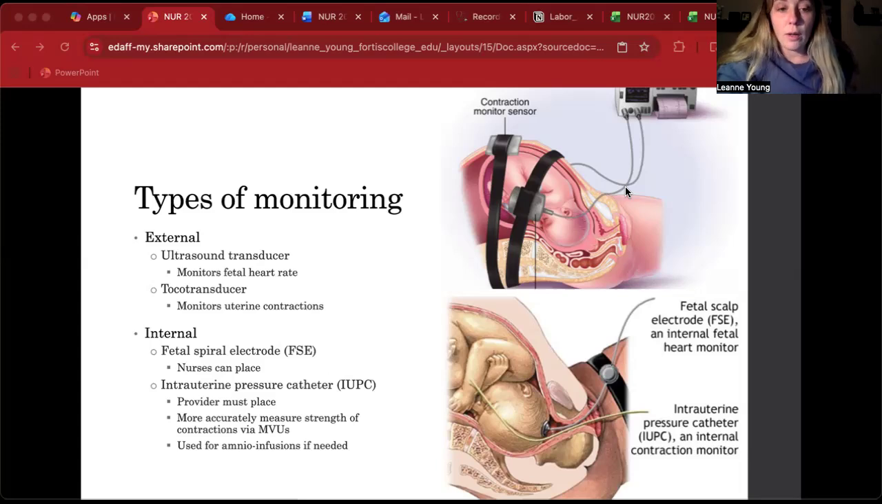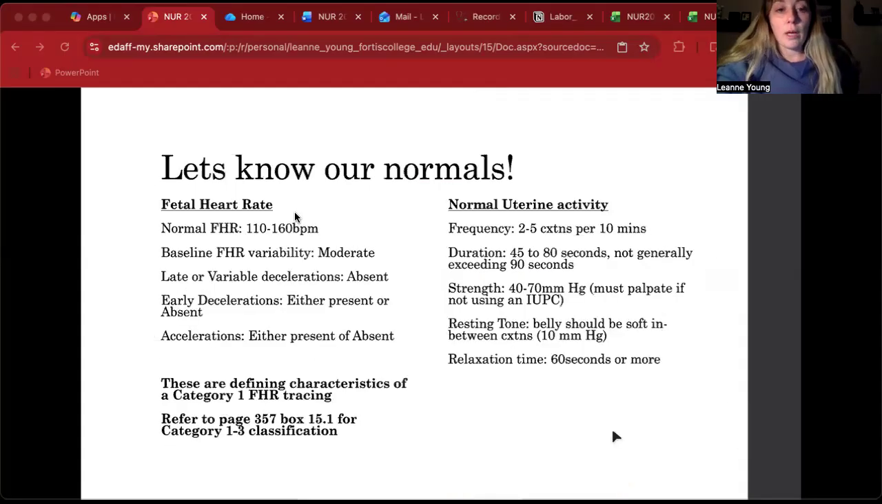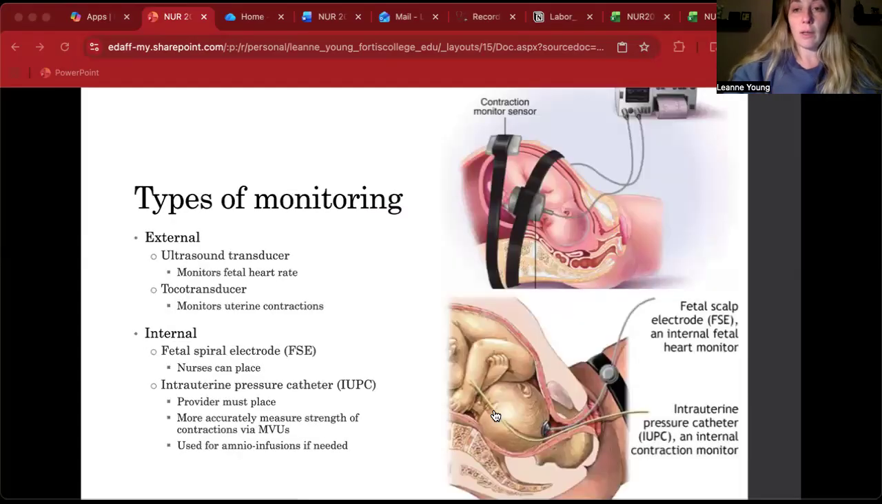Okay, so on that previous slide, let me go back to it really quick here. When we're talking about strength, Montevideo units is what we use whenever we're monitoring contraction intensity. Okay, with that IUPC in, we're able to actually measure how strong a contraction is on a numerical scale. Without an IUPC, we're just feeling the intensity based on palpation and giving it a mild, moderate, or strong.